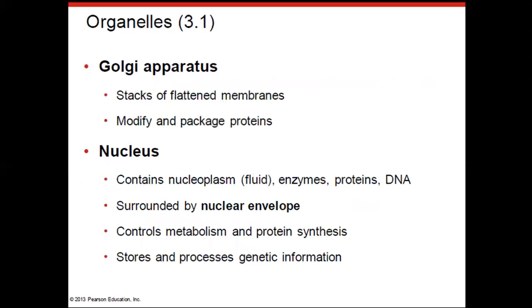The Golgi apparatus basically takes proteins that have been created or synthesized in the rough endoplasmic reticulum and can modify them, change them to make them more or less functional, and then package them into vesicles. And a vesicle is another small membrane-bound chamber inside the cell that can be released from the cell.